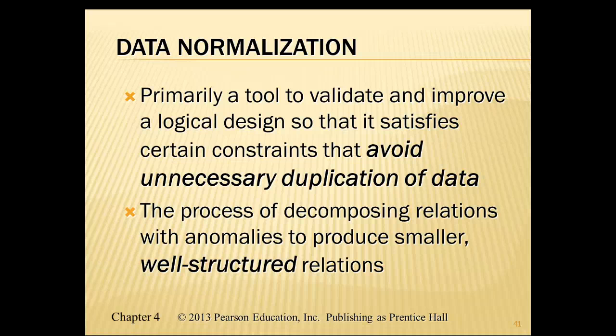Now, the text indicates that normalization is a formal process for deciding which attributes should be grouped together in a relation so that all anomalies are removed. And we'll talk about anomalies here in just a moment, but it further indicates that normalization is the process of decomposing relations with anomalies to produce smaller, well-structured relations. And having those well-structured relations is going to be very, very important.